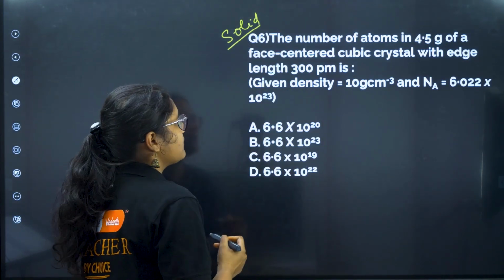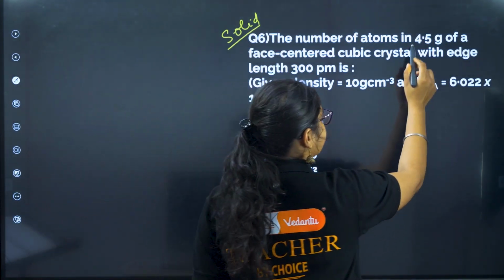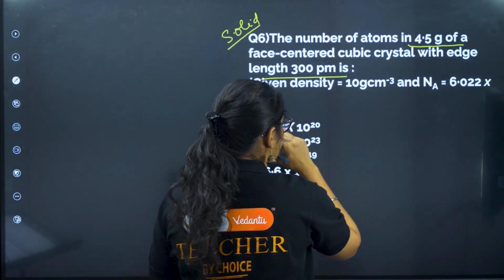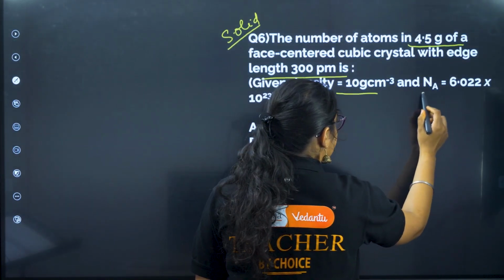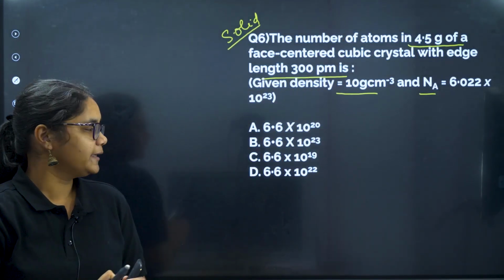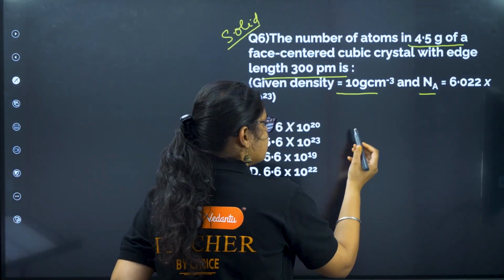Okay, so the number of atoms in 4.5 gram of a face centered cubic crystal with edge length of 300 picometer, density is given, Na is given. Okay, so now I'll tell you how to solve this question exactly. See, first of all, we have a formula for solid.